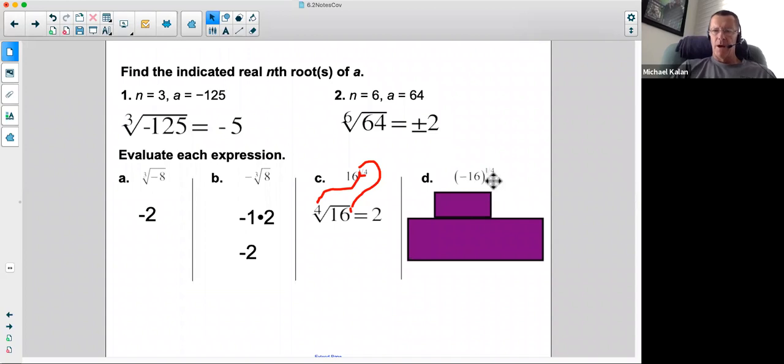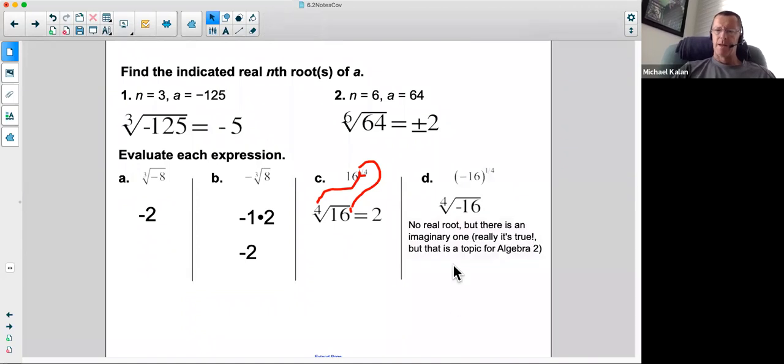Okay, so what is this one asking for? Write this in radical form. So it would be the fourth root, right? Because the denominator comes to here. The numerator is what we're putting here. And what is the fourth root of -16? Is there one? Can you multiply a number by itself an even number of times and get a negative? No. Okay. And again, like I said, there's an imaginary one that you'll learn about in Algebra 2.